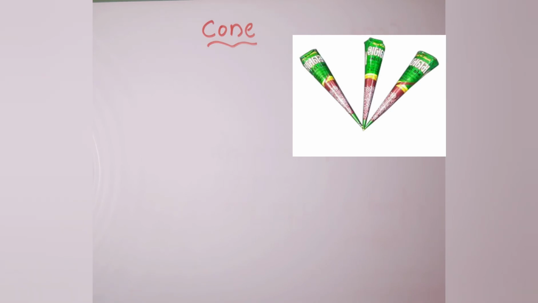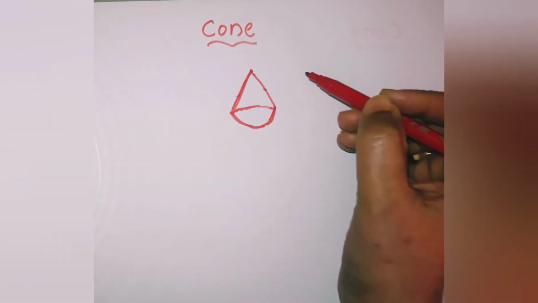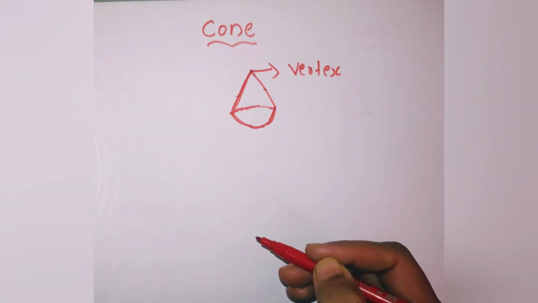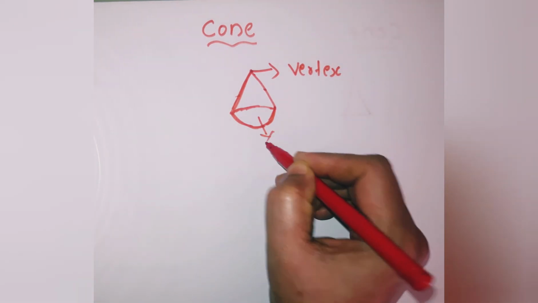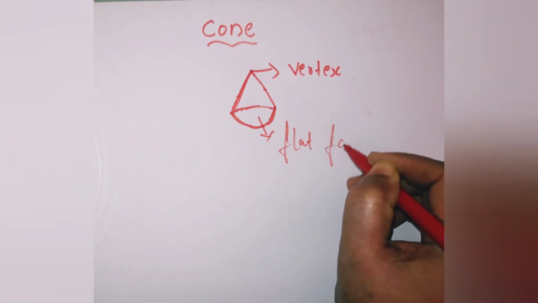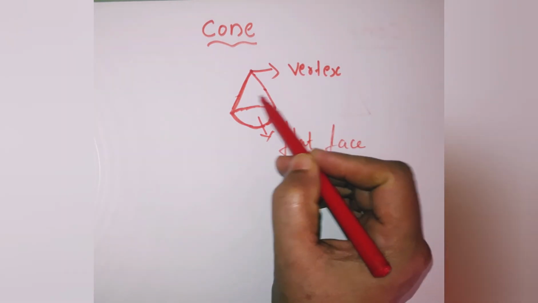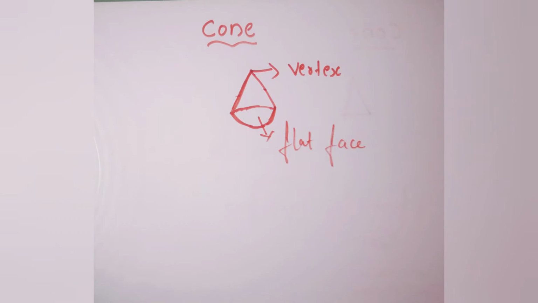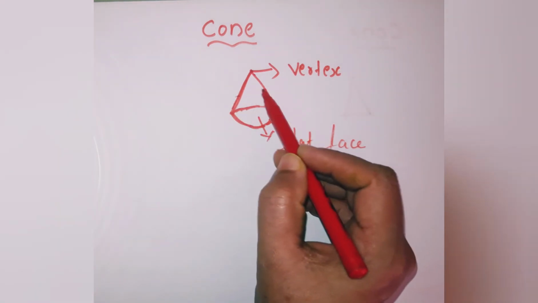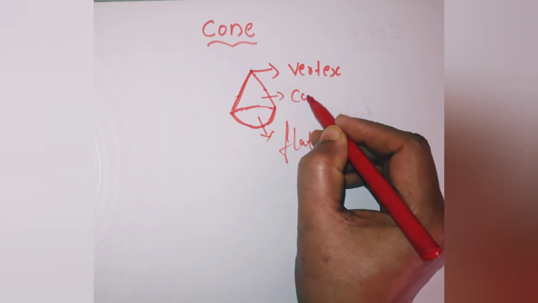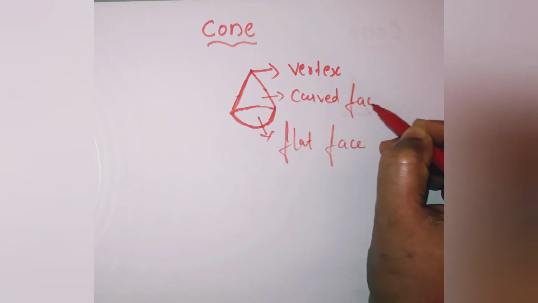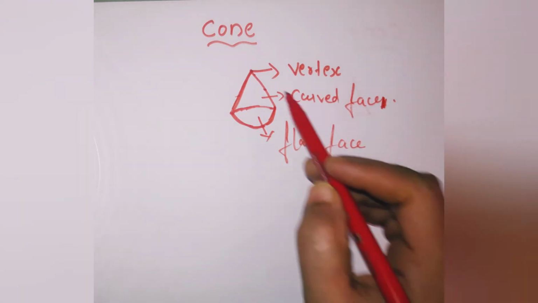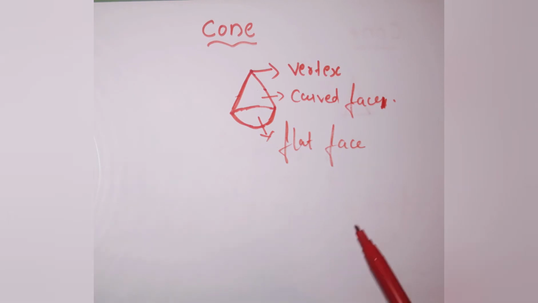Now let's see its features, its properties. See here, this is vertex. So how many vertex does a cone have? Only one vertex. This is flat face. And this is curved face. When I draw, I can draw only like this, but actually it is curved face. When you see an ice cream cone or birthday cap, you can see one curved face. So total 2 faces. One flat face and one curved face.